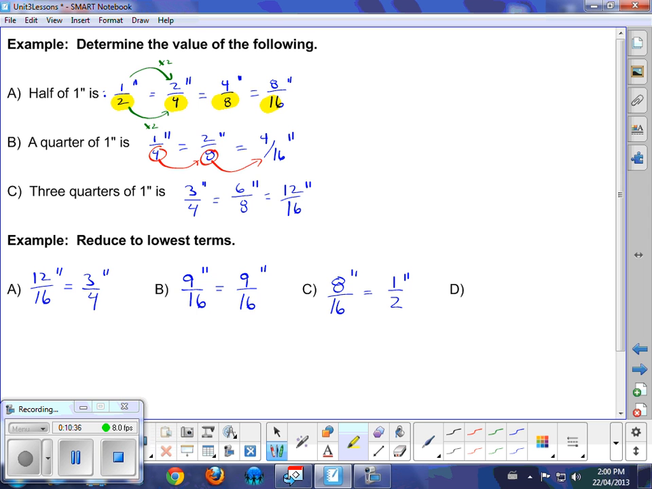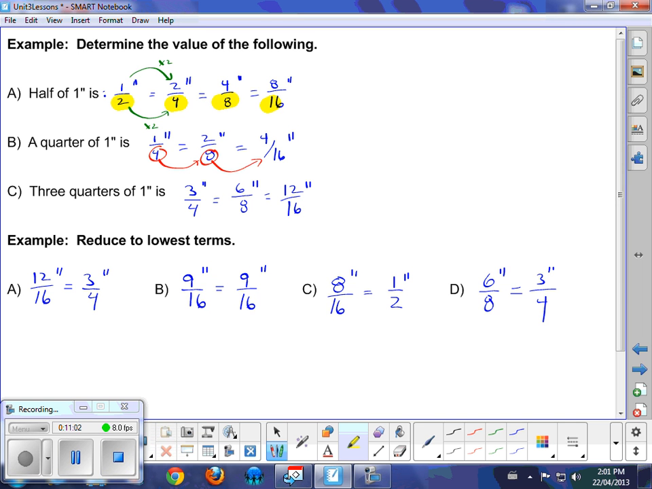Okay? And the last example, let's go 6/8. What happens if you take your ruler and you measure 6/8 of an inch? Reducing it, you can always do it in steps if necessary. If you divide the top by 2, you'd get 3, and divide the bottom by 2, you get 4, and you can't take it any further. So 6/8 of an inch is the same as 3/4 of an inch.